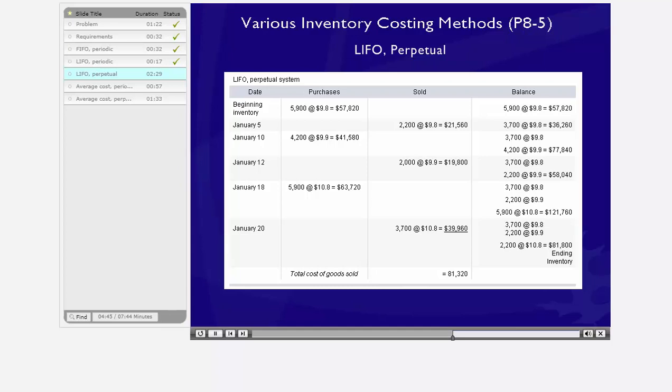Okay, on January 18th we have another purchase of 5,900 units at $10.80, so that gets added to the bottom of the stack over in the balance column. And then on January 20th we have a sale of 3,700 units, and here as well we would withdraw or remove the 3,700 units from the 5,900 that was recently purchased on January 18th.